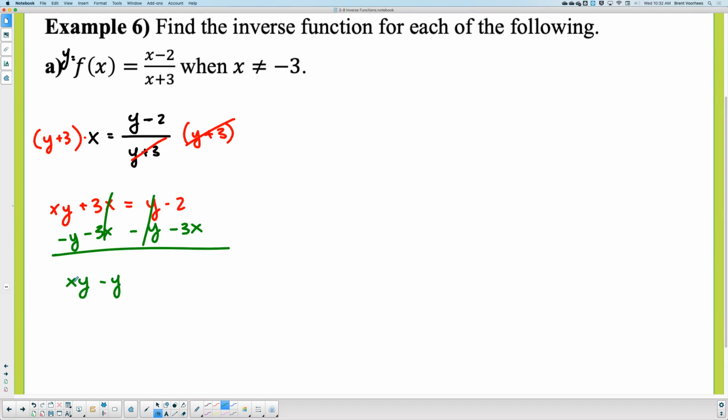So I have xy minus y. I cannot combine those. That's an xy. That's not the same thing as just a y. Equals a negative 3x and a negative 2. I'll put the negative 3x first. Doesn't really matter. I'm just going to do it that way.